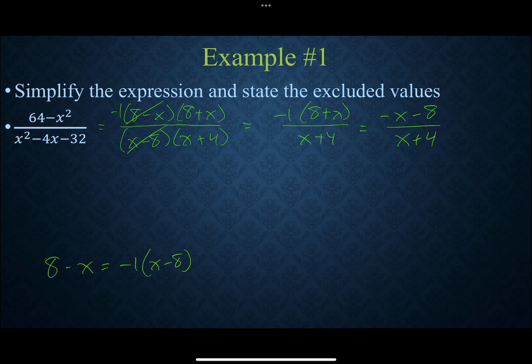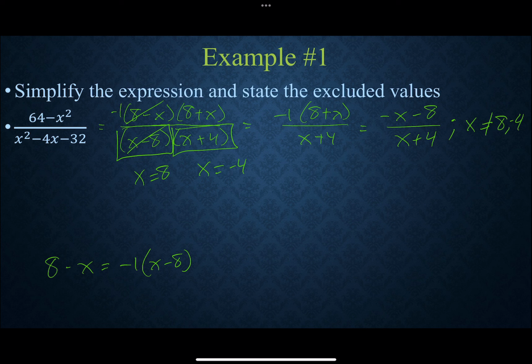Now, as for the excluded values, it's all about the original denominators. So looking at the x minus 8 and the x plus 4 here, x minus 8 gives us x equals 8. X plus 4 gives us negative 4. So we would say that our excluded values are x cannot equal 8 or negative 4. It's got to be them both, because even though the x minus 8 expression canceled, it was still part of the original expression, therefore it's still relevant for the original to not divide by 0.